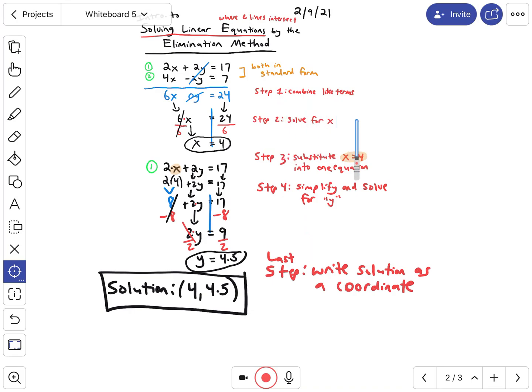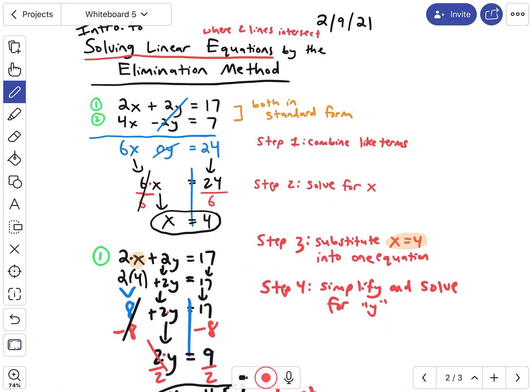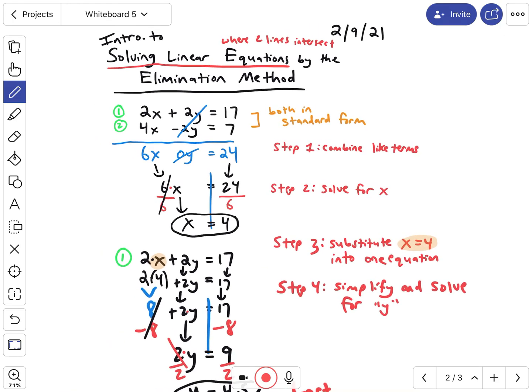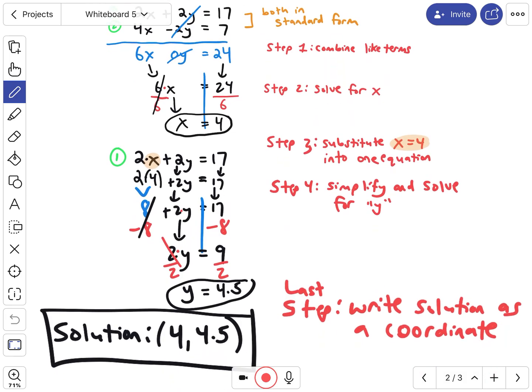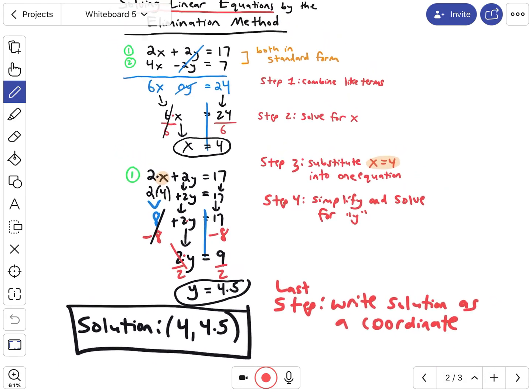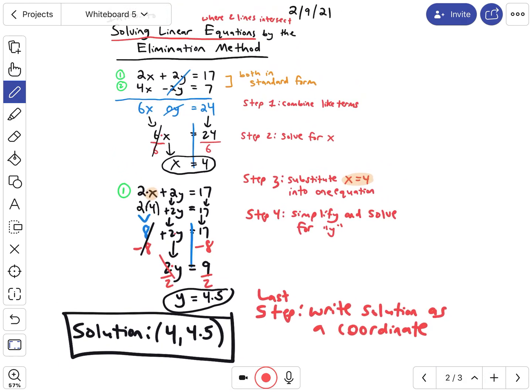Okay, so there's 5 steps here, but you may end up doing more as you get more advanced in terms of this elimination method. But the key is that they're in standard form, and you're doing this method to see where the two lines cross.